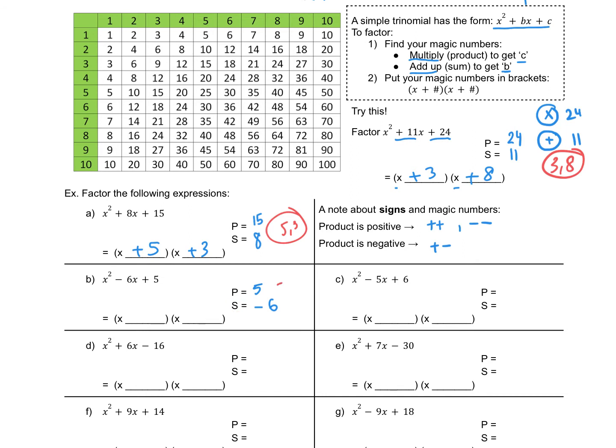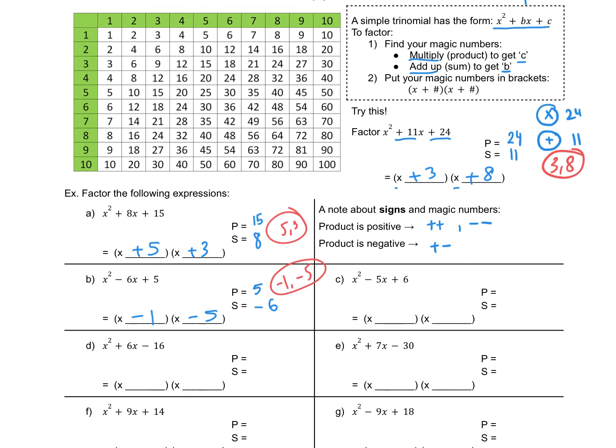There's no other way. So to get 5, it would have to be 5 times 1. That's the only combination, but they both have to be negative. And then just to double check, if I add negative 1 and negative 5, I do get negative 6, so this is perfect. So for my factored form, it's just going to be x subtract 1 and x subtract 5. Okay, let's try another one.